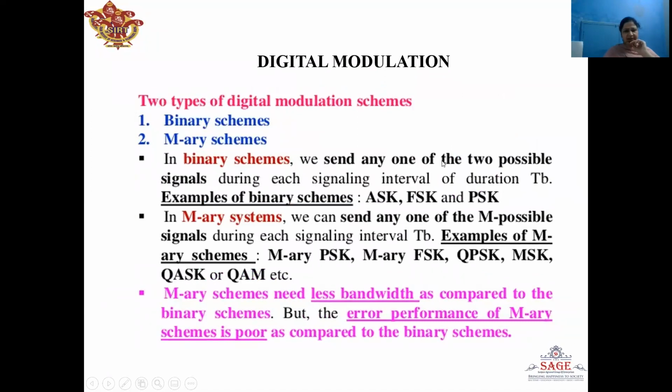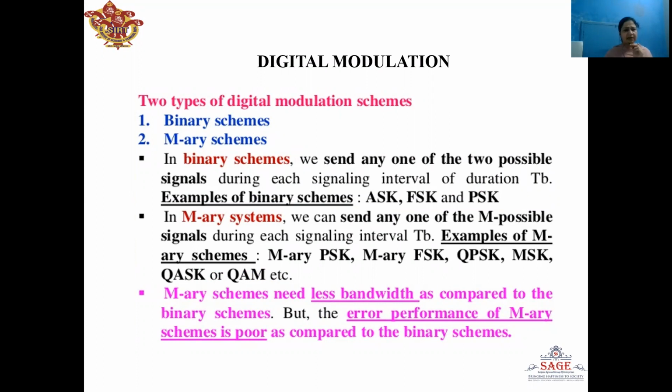Now, when we will be discussing the various digital modulation techniques, we will see that we can use digital modulation schemes for binary transmission as well as for M-ary signal transmission. In the binary scheme, we send any one of the two possible signals during each signaling interval of duration TB. That is, here our message is composed of only one bit, either 1 or 0. The examples of binary schemes are amplitude shift keying, frequency shift keying, and phase shift keying.